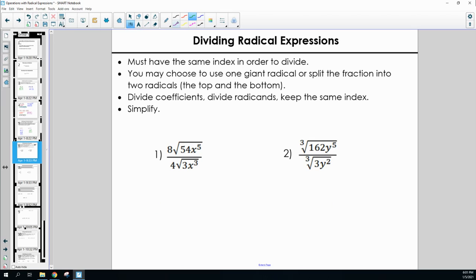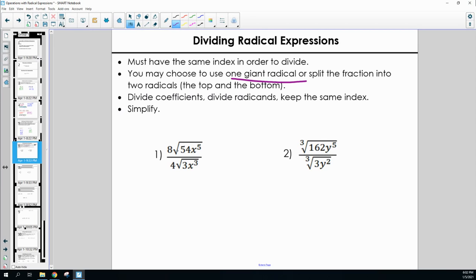When we're dividing radicals, you must have the same index in order to divide. Okay? And you can choose to either use one giant radical or split the fraction into 2 radicals, the top and the bottom. Typically, it's going to be easiest to do one giant radical. Then you divide the coefficients, you divide the radicands, you keep the same index, and then you simplify. So if we look at this first example, I have 8 square root of 54x to the 5th divided by 4 square root of 3x to the 3rd.